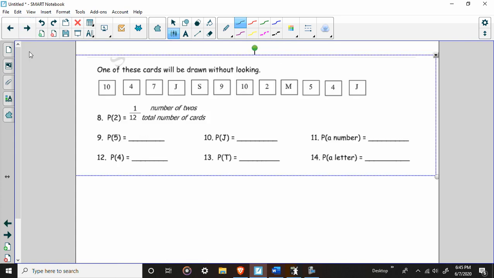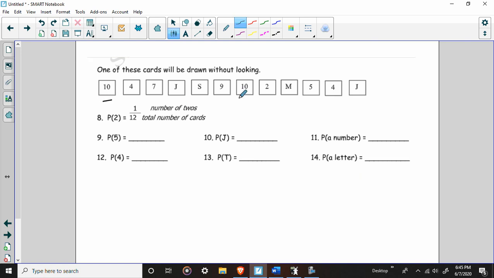All right, on the second page it says, one of these cards will be drawn without looking. So again, just a random thing. We've got letters, we've got numbers. 1, 2, 3, 4, 5, 6, 7, 8, 9, 10, 11, 12. Something to watch out for, though, if you notice, we have some repeats, right? 10 occurs a couple of times, 4 occurs a couple of times.